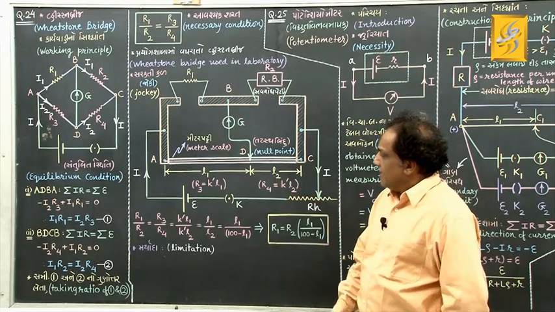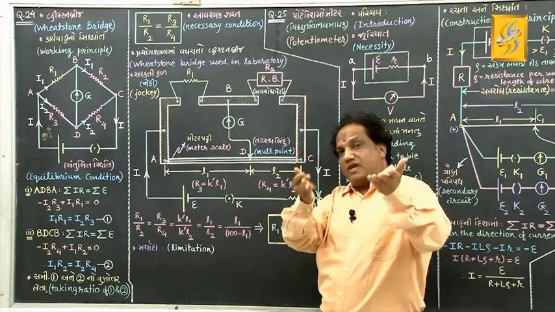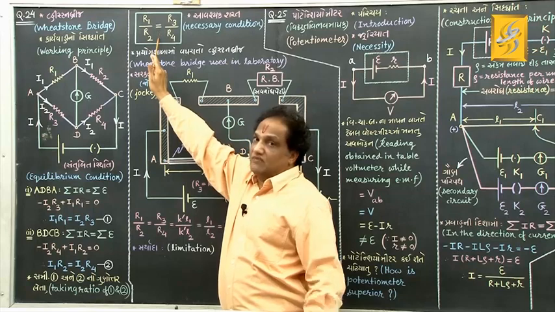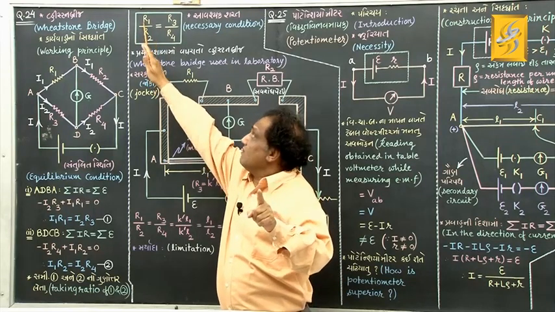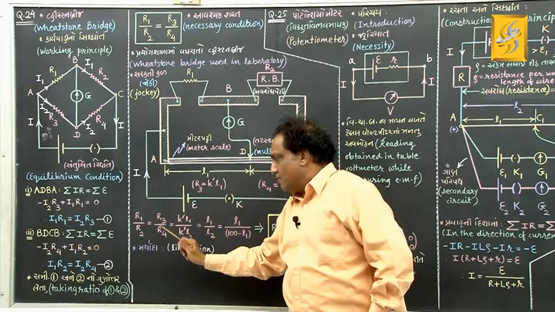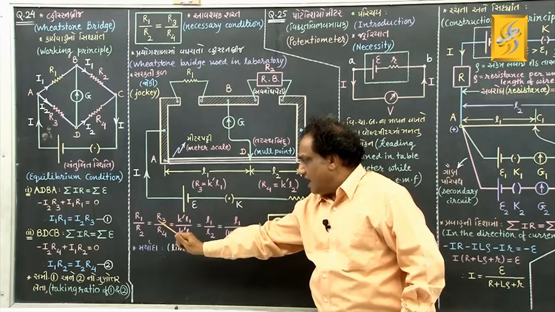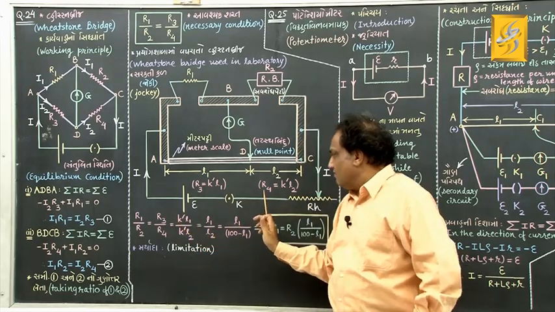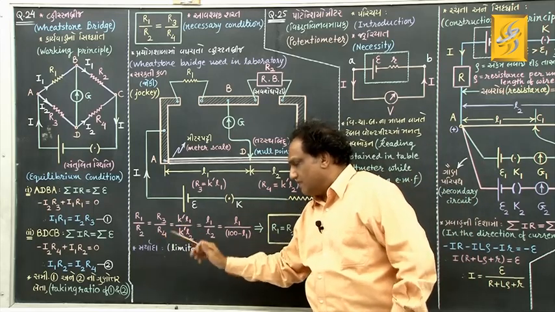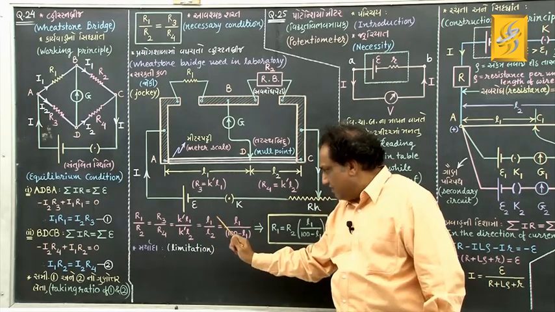And now, because this Wheatstone bridge is in the balance condition, we can use this relation. Apply the condition for a balanced Wheatstone bridge: R1 upon R2 equals R3 upon R4. What is R3? K dash into L1. Put it here. R4 is K dash into L2. K dash will cancel, giving you L1 upon L2.